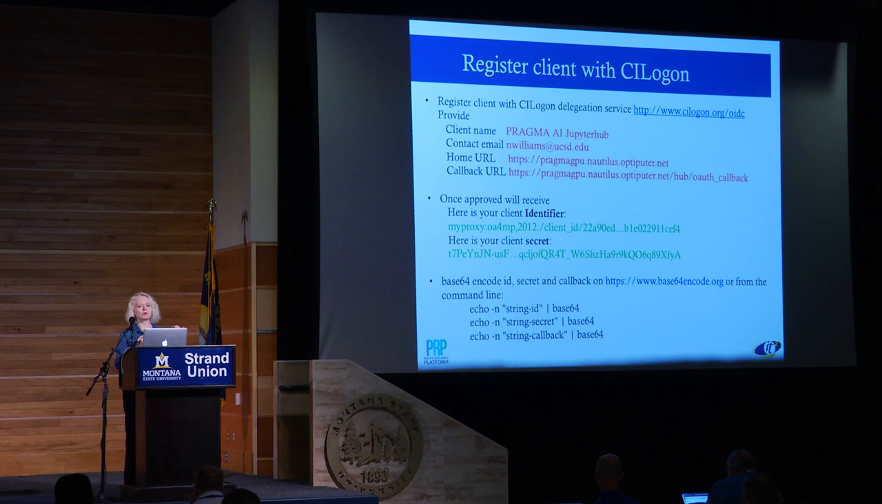So I am required on the form to provide just four pieces of information, which is the client name, and it is something that is meaningful to you for your service. Then I'm providing my contact email that has to be legitimate and verifiable. And I'm providing the home URL. This is the URL right now that my users will be later on coming to my JupyterHub container and running their servers. And I'm providing callback URL. That's the important piece, and that has to be done right.